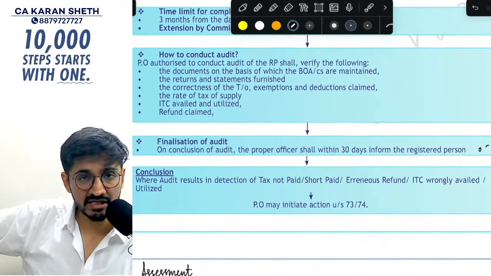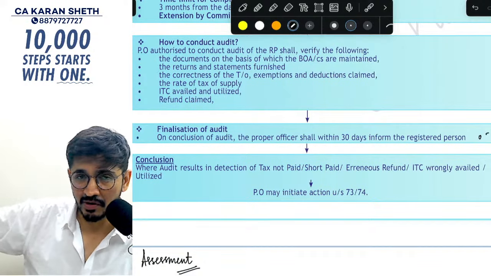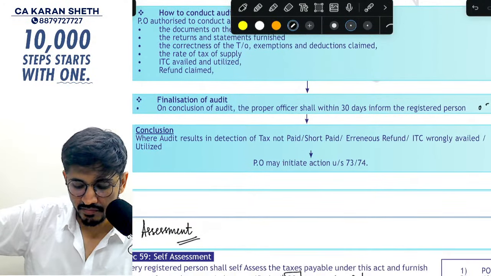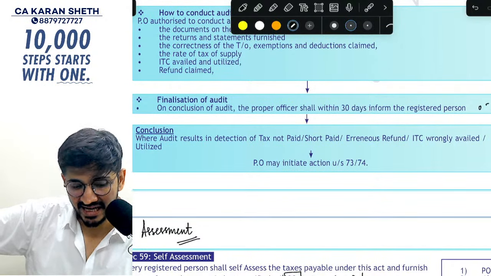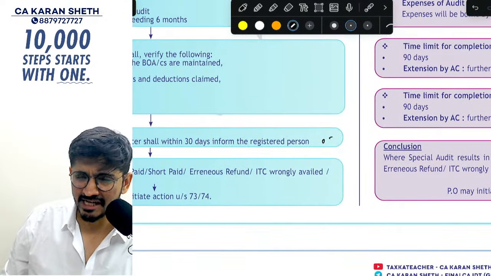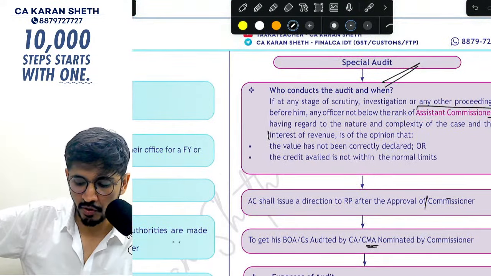At the time of finalization of audit, make sure that the proper officer informs the registered person about the findings of the audit within 30 days. And on conclusion, if they find that there is any detection of tax not paid, short paid, ITC wrongly availed, or erroneous refund, they will go ahead with section 73 or 74 and demand and recover tax from you. Next, special audit.